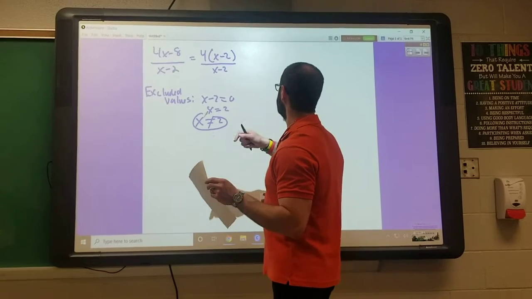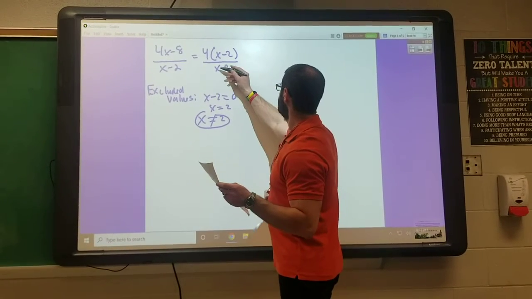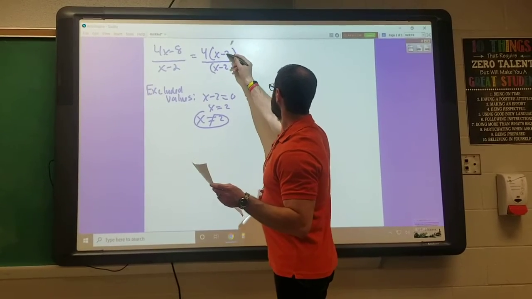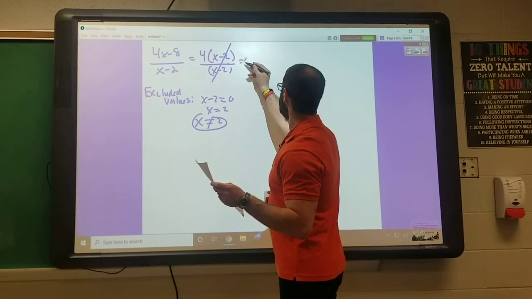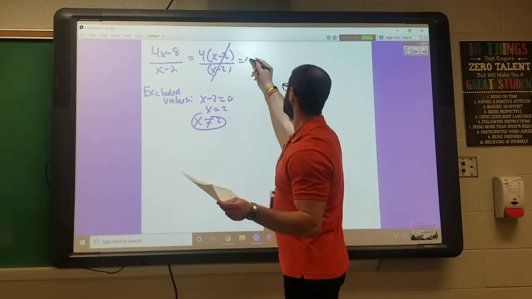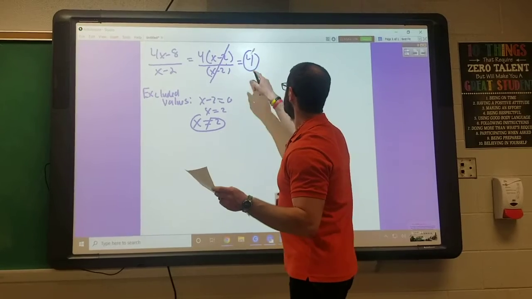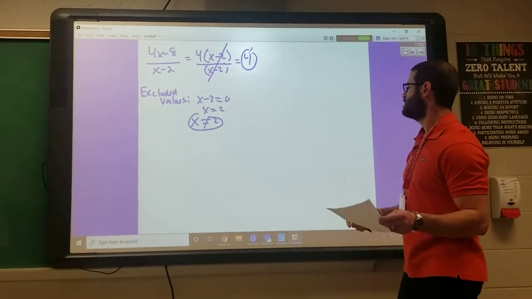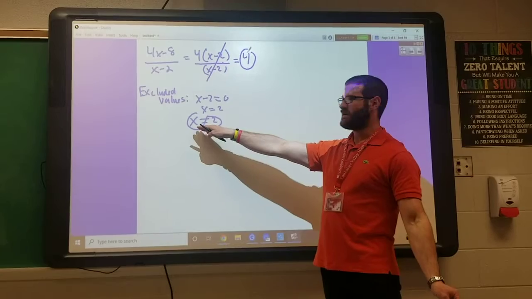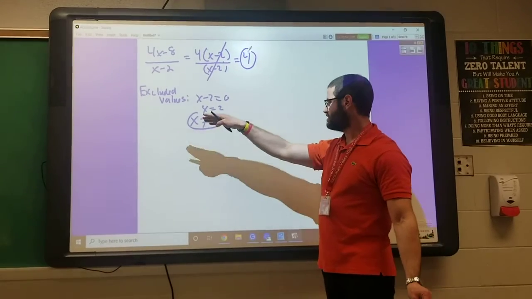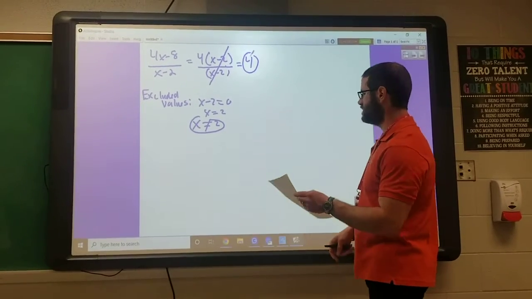The simplified expression: I see x minus 2 and x minus 2. Those terms can get canceled out, and I'm left with what? I'm just left with 4. So 4, that would be the simplified expression. And then when you're asked for excluded values, you would say x cannot be equal to 2. So x is not equal to 2.